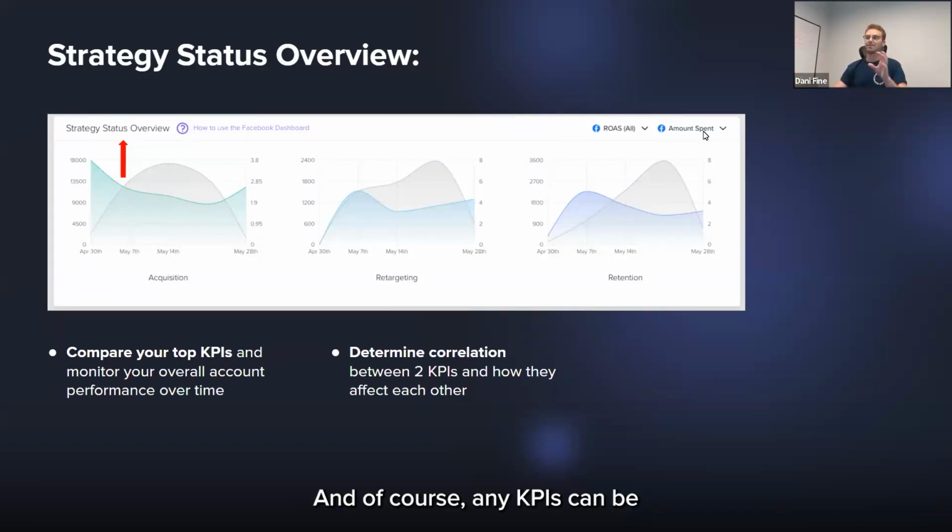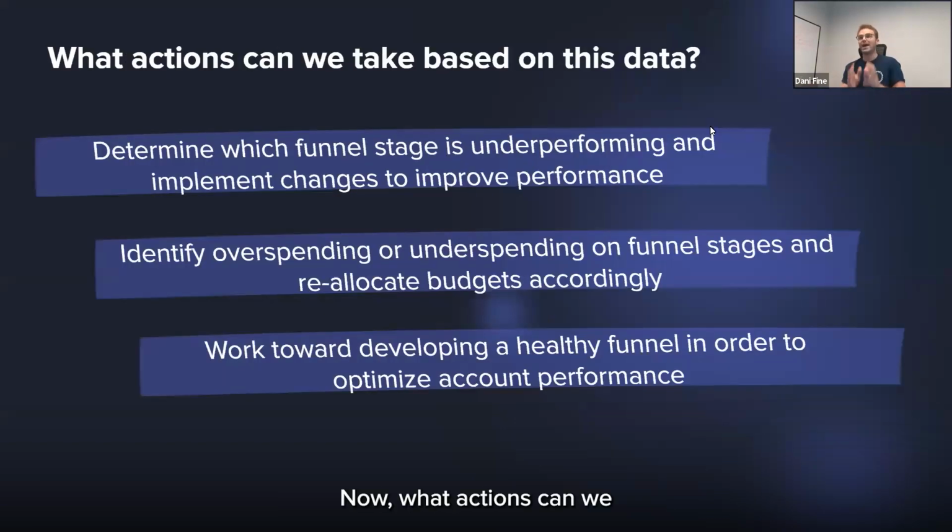And of course, any KPIs can be selected here. So I can see the correlation between outbound CTR and revenue, for one, whatever it may be. Now, what actions can we take based on this data?